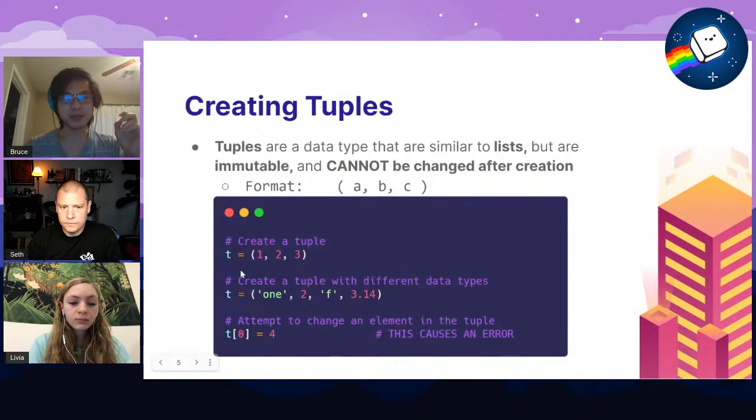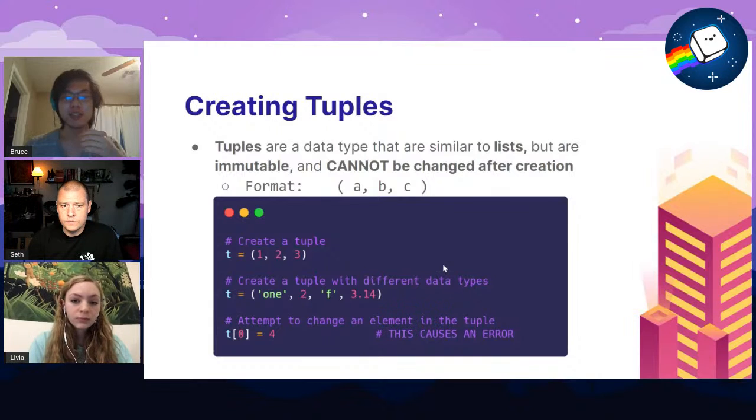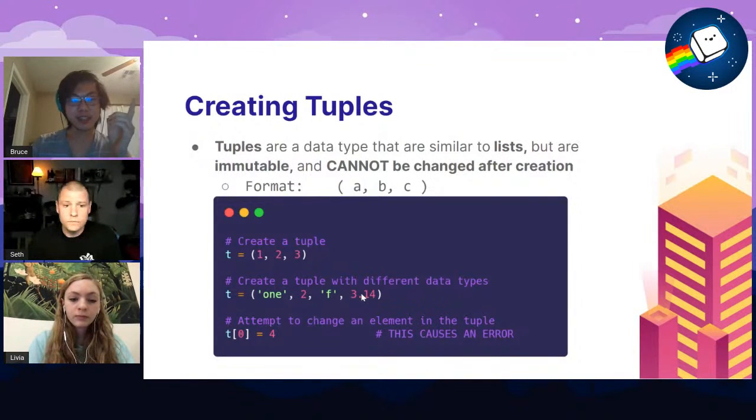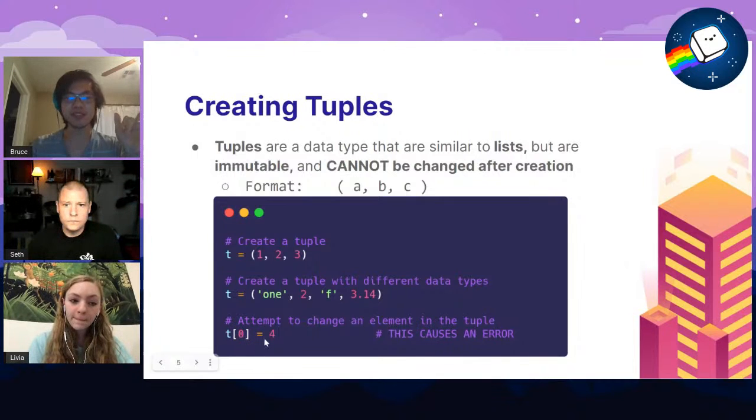So here's an example of a tuple, (1, 2, 3). Same as lists, you can create a tuple with different data types in it. But the difference between this and a list is that if you recall with a list, we can redefine any of the elements of the list to be something else. If T were a list and we said the element of T at position 0 equals 4, the program would be like, okay, great.